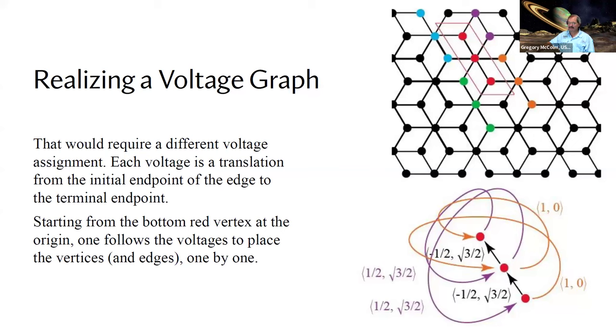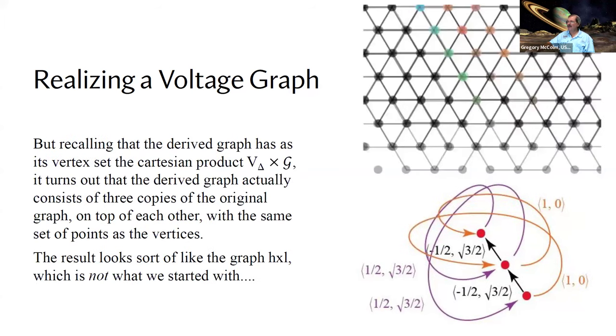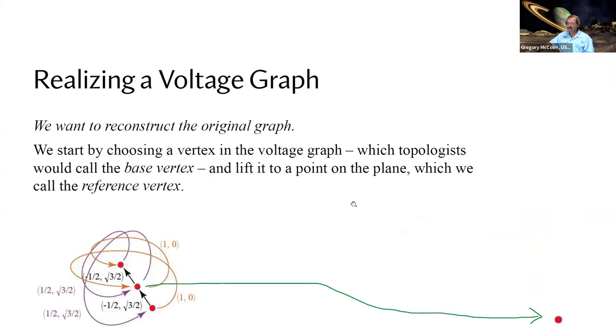And then I want to have this as a voltage graph, but that creates a problem. When I do that, I wind up with several different components stacked on top of each other, because of course these are realizations of graphs. The whole thing looks sort of like a hexagonal lattice, which is not the Kagome dual. So what do I do? I want to reconstruct the original graph. I want one component of the derived graph. So I choose a vertex in my quotient graph, let's say the middle one, and I say, I'm going to start from here.